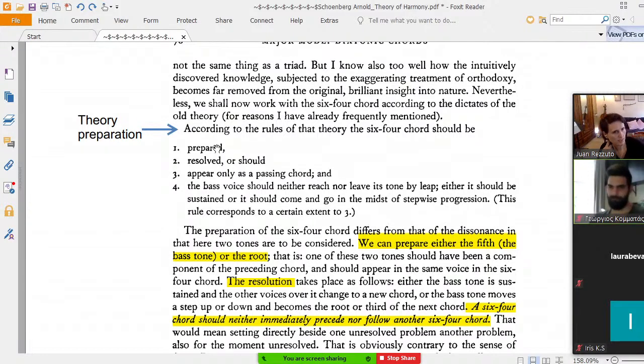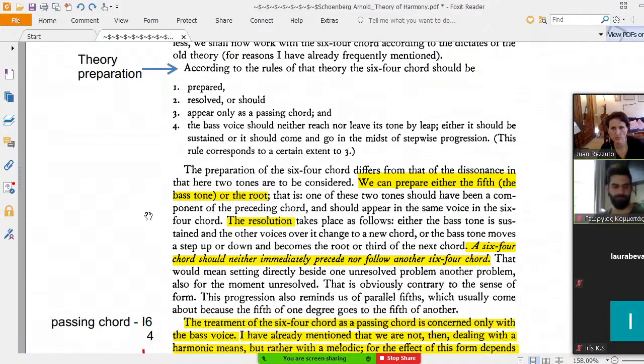Let me think about which were examples. I will try to see if we can use just the cabling, because it's not just to connect the lesson. Okay, so the bass should be, at least now, reached by step and left by step.